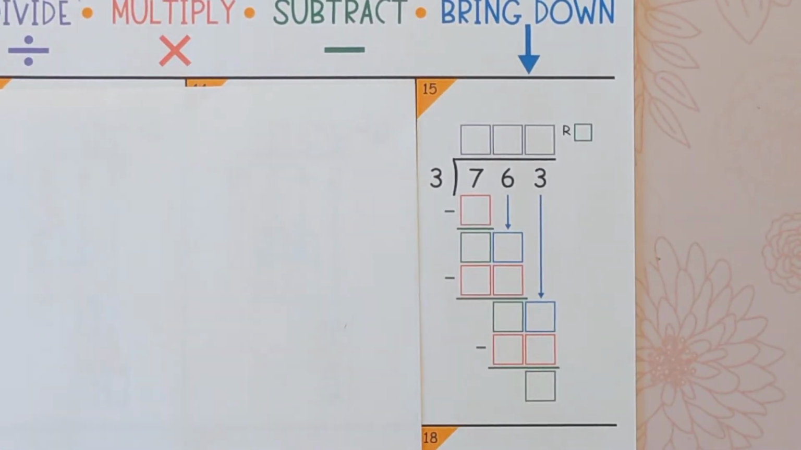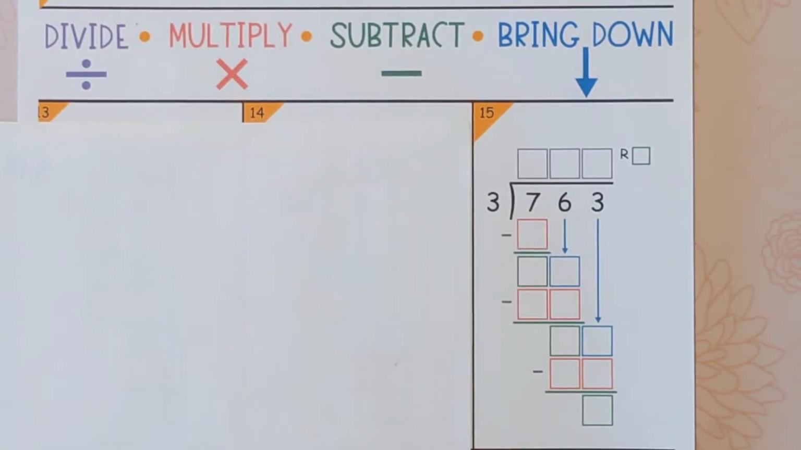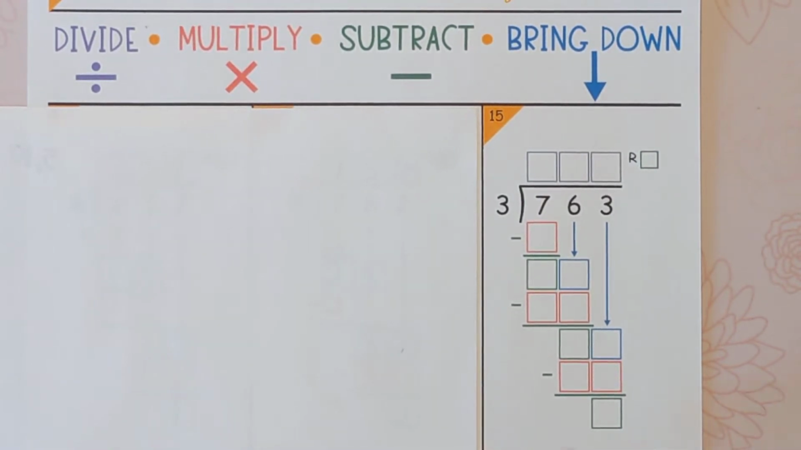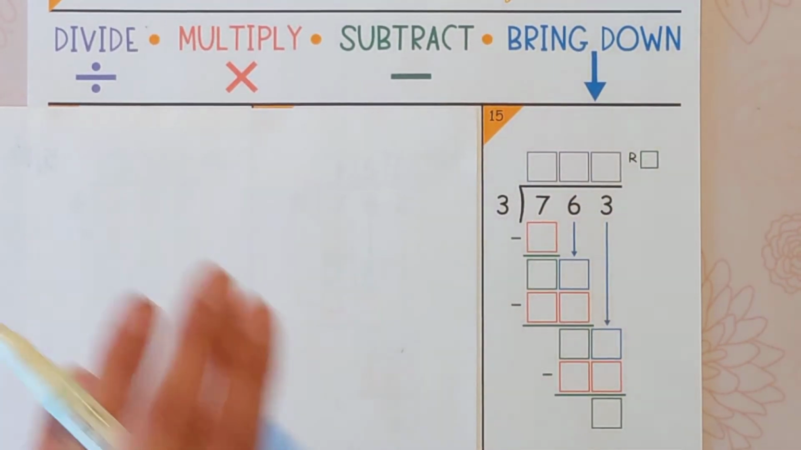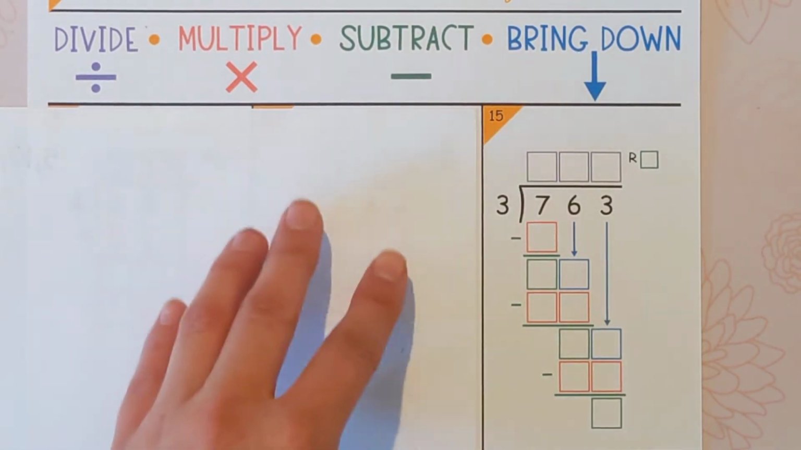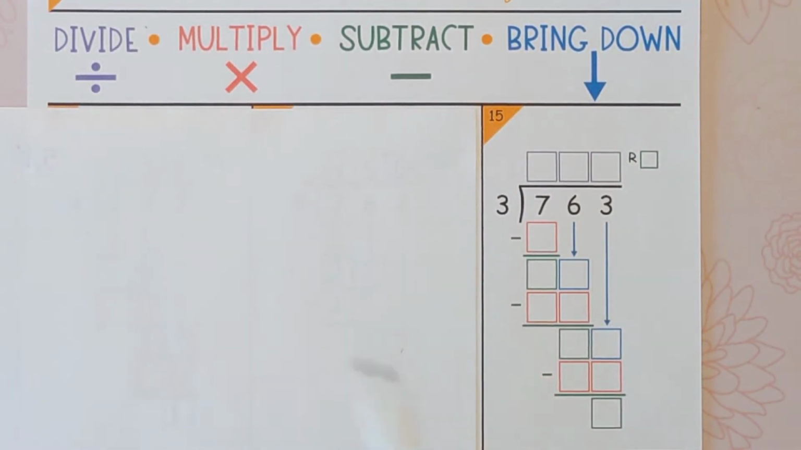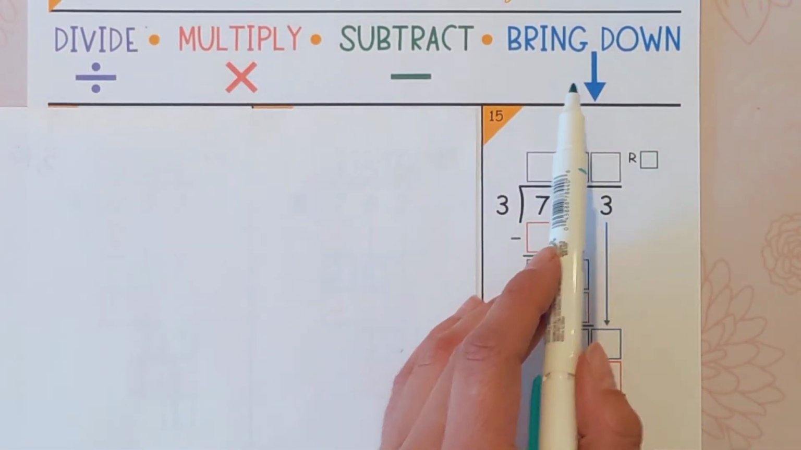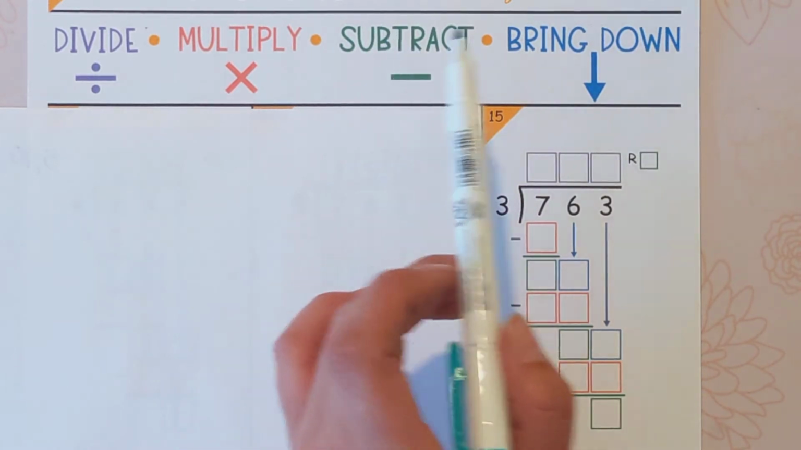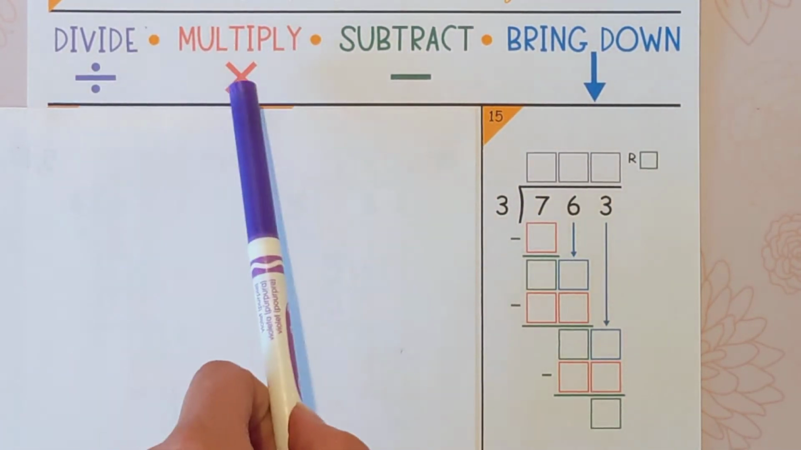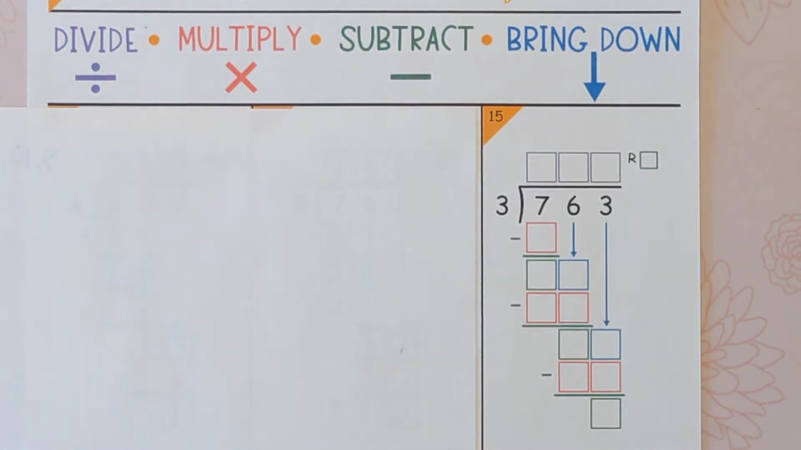We're going to do the question 763 divided by 3. There will be a remainder, which means if I split 763 into 3 groups, I can get 3 groups, but I'm gonna have something left over that's too small to split up, like a 1 or a 2. We're going to use these 4 steps: divide, multiply, subtract, bring down. And I remember it as DMSB, does McDonald's sell burgers?